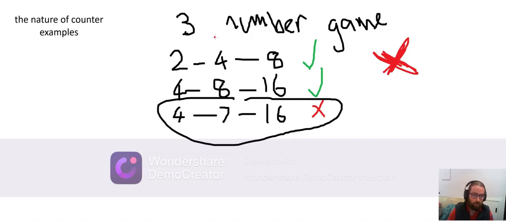If you think something's true, try and prove it wrong. And if you can't prove it wrong, it's way more evidence that it's true than just one example of it being true. And this is something we do a lot of math.